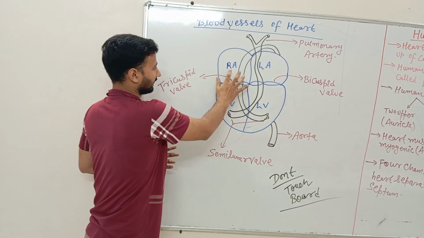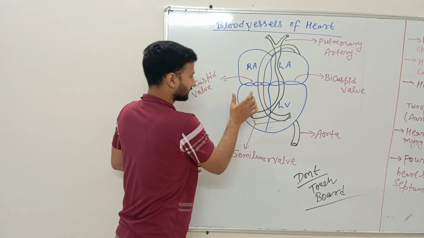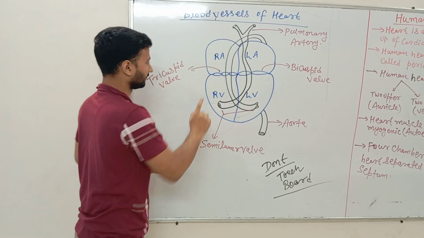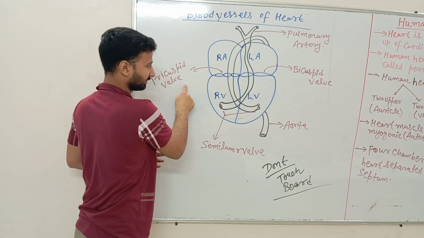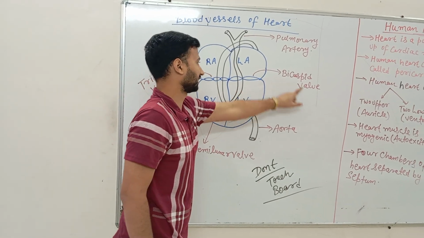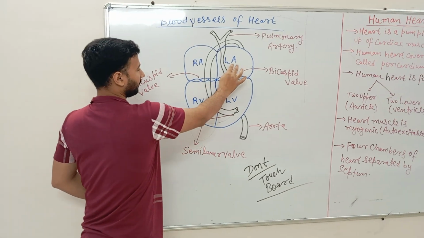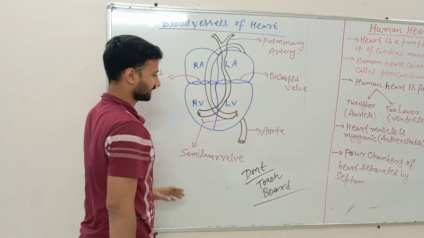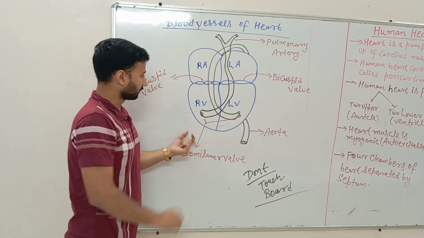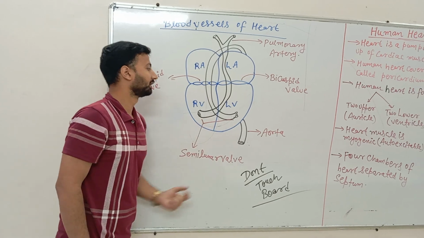Between the right atrium and right ventricle, there is a valve of 3 flaps. 3 flap valve is called tricuspid valve, and in the left side there is 2 flap valve which is called bicuspid valve. This controls flow of blood from upper chamber into the lower chamber. And next, the valve which controls flow of blood from the ventricles to outside is called semilunar valves.